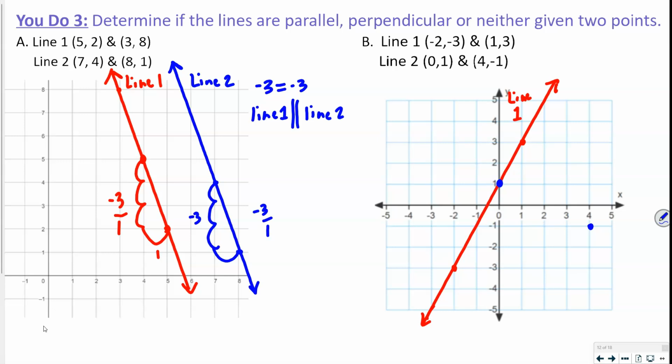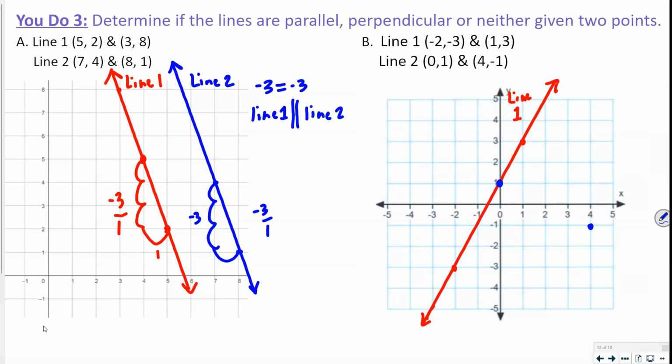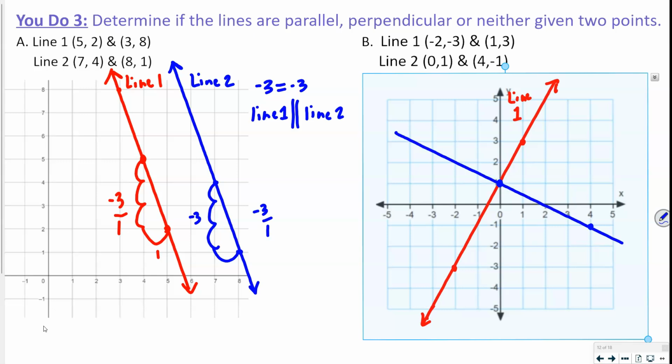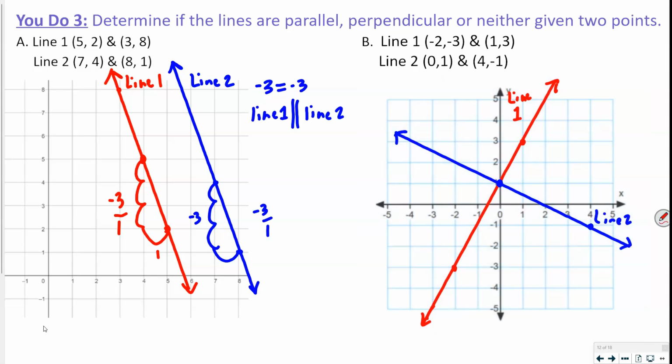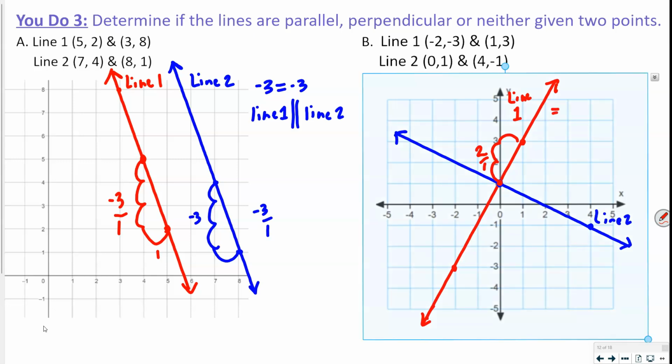So let's do this one. Oops. Definitely look perpendicular, don't they? So this is our line 2. Okay, so let's compare the slopes again. So we do have an intersection right here, so we can go up 1, 2, and over 1. So that's 2 over 1 for line 1, right? So this is the slope 2 over 1, which equals 2.